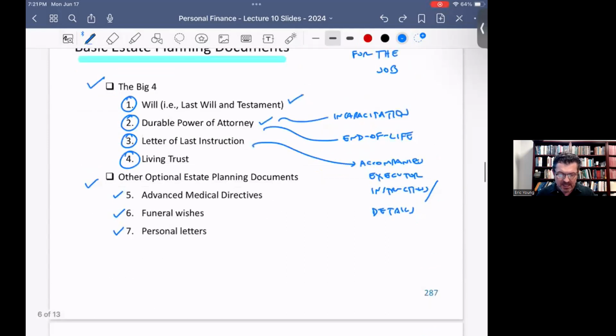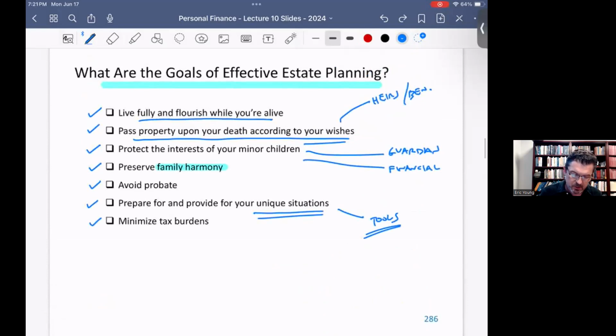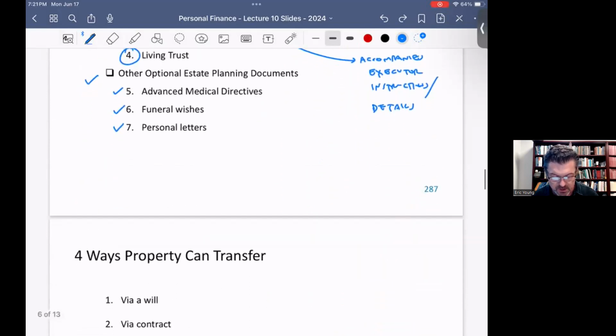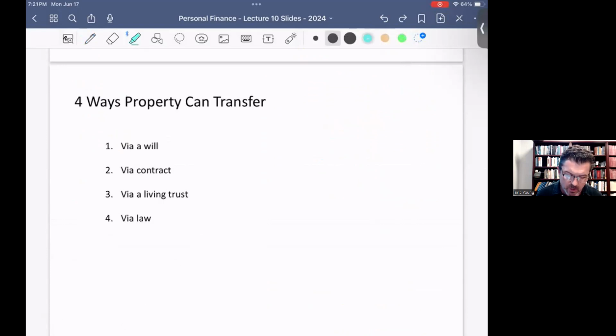Now, we had said that one of the goals of effective estate planning is to transfer property according to your wishes. So in this slide, we need to really think about the transfer of property. And from a technical legal estate perspective, there are four broad ways that property can transfer. The first way, property can transfer via a will.